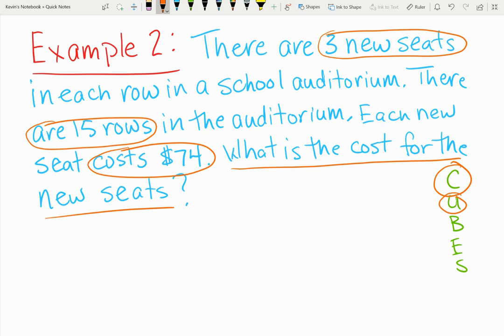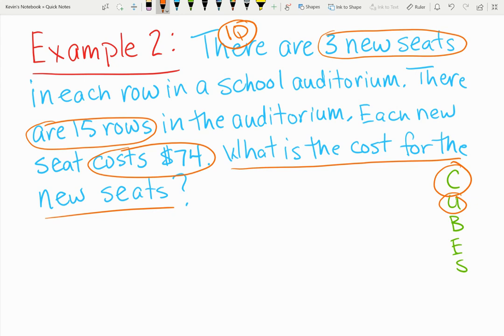So something Ms. Riker kind of shared with us is when you do your questions, you underline it, but also you want to identify how many questions you have to answer. In this case, it is 1 question. And I normally tell my class to write it up here, 1 question. So you're only asked to answer 1 question. That is, what is the cost of the new seats?